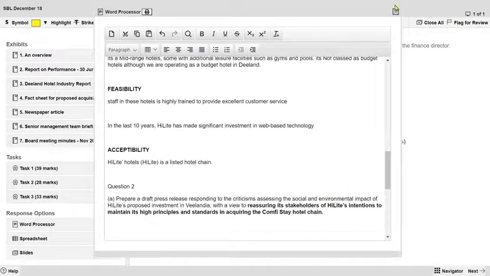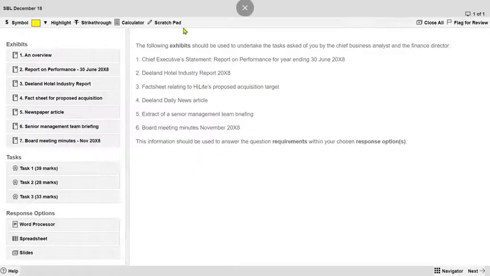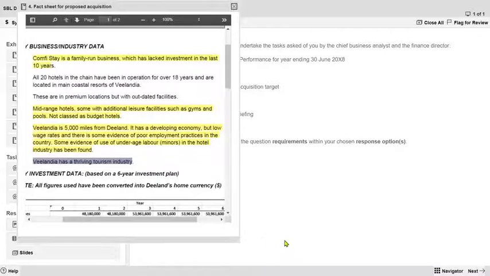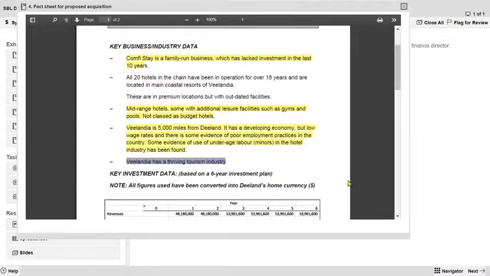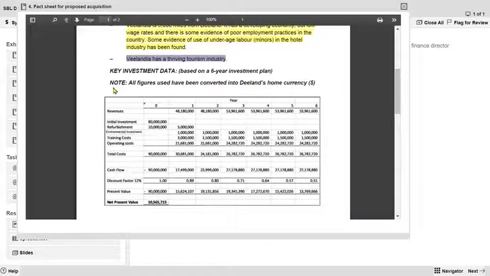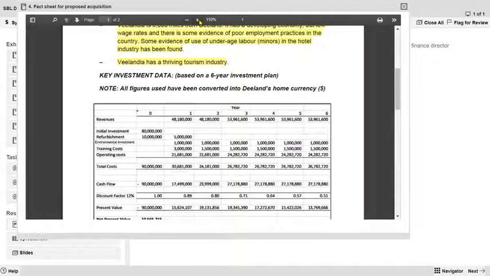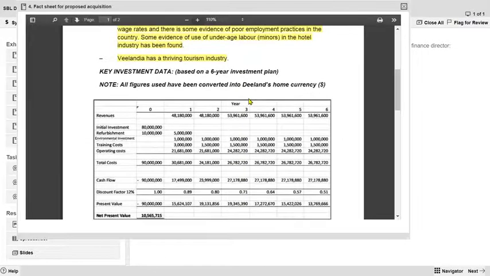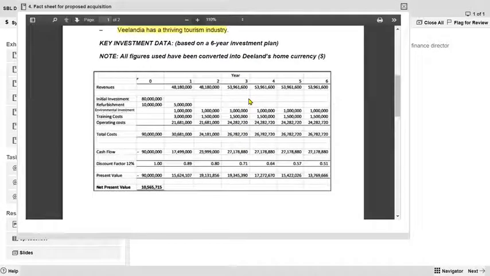Feasibilities. Okay, so let me close this. Now again I go to the fact sheet, because you remember I did not read it completely. There is some investment, or this one is saying key investment data based on 6 years. So this is about our investment data, like the performance of Comfy Stay. Can anybody tell me where we can use this under SFA? The financial performance or analysis of the target company. Where does it go? Under which heading?